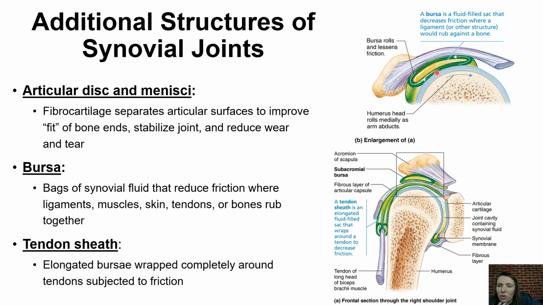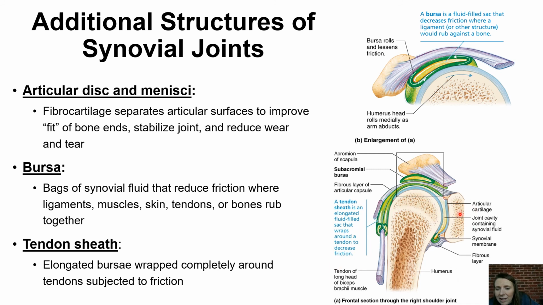And this is just so that the ligament won't touch and rub heads with the hyaline cartilage that's lining the head of the humerus. So to prevent that wear and tear, just like the menisci do, similar function. In addition to bursa, we also have tendon sheath. Tendon sheath is basically a long fluid-filled sac that wraps around a tendon that passes through a joint space to decrease the friction of that tendon.